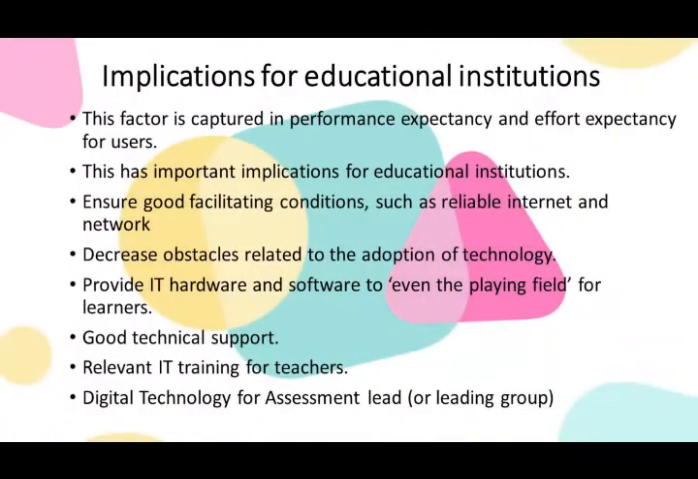Implications for educational institutions. Although this factor is captured in performance expectancy and effort expectancy for users, it has important implications for educational institutions. 1. A good IT policy that has been fully implemented would ensure the availability of facilitating conditions. 2. Reliable internet and network with enough bandwidth to cater for the number of users is a fundamental requirement. 3. Learning institutions should emphasize decreasing the obstacles related to the adoption of technology.